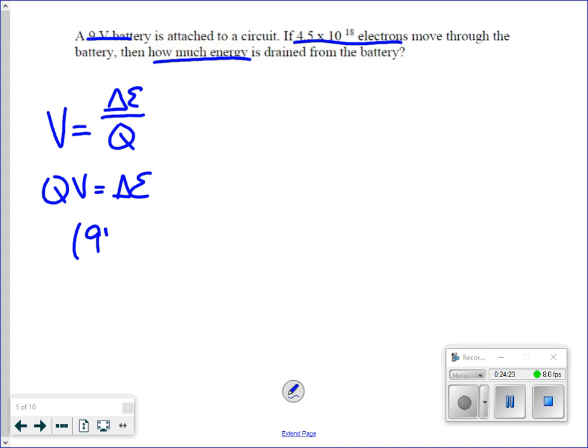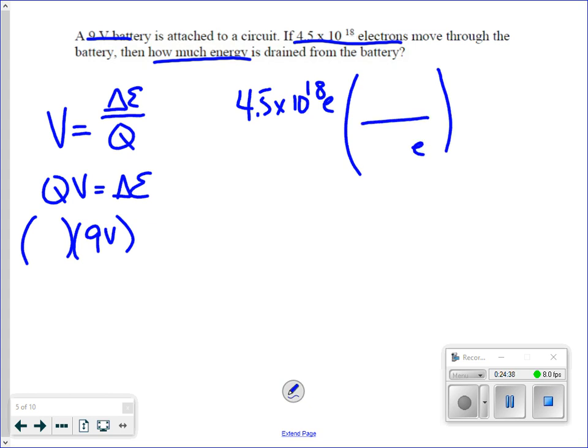Well, I have the volts. I just need the value for the charge, right? It's not 4.5 times 10 to the 18th because that's electrons. We want this in coulombs. So 4.5 times 10 to the 18th electrons. Same sort of conversion I was doing before, right? 1 electron is 1.6 times 10 to the negative 19th coulombs.